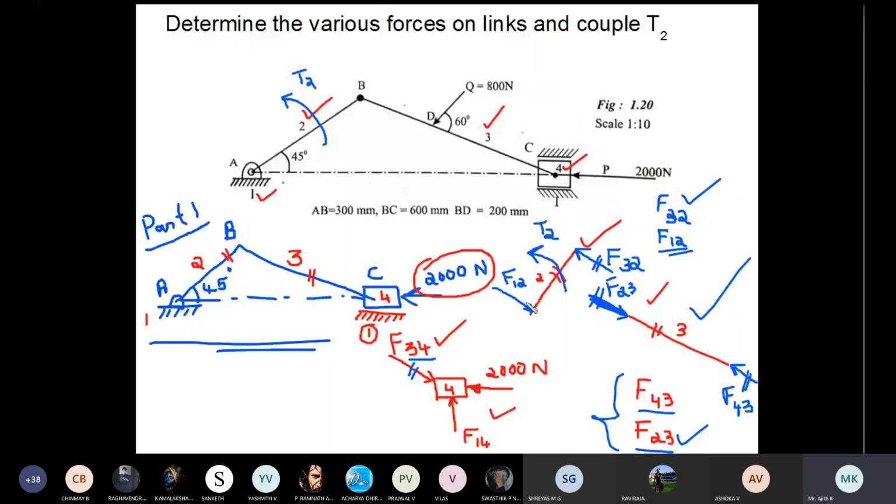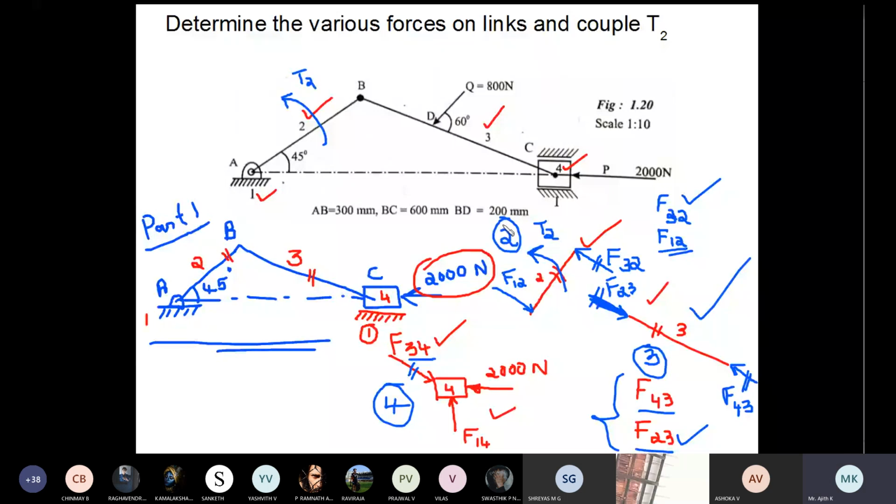So that completes the individual link diagram of all the three links. Link number 4, link number 3, and this is link number 2. What is the next step?